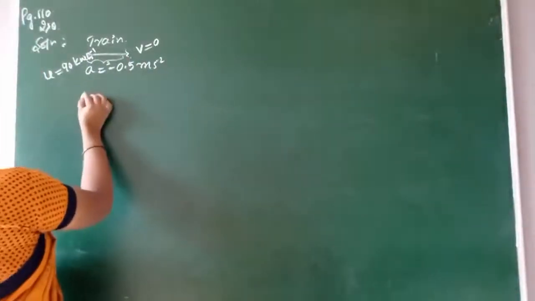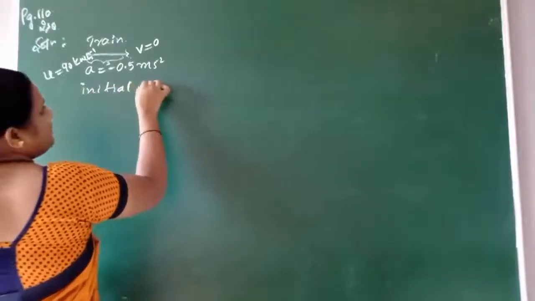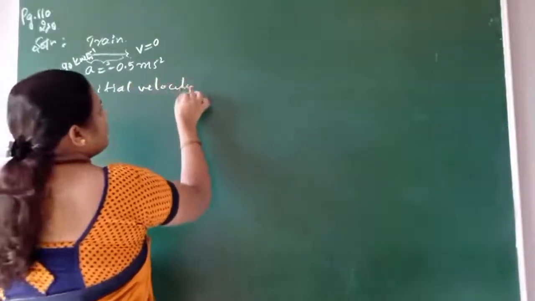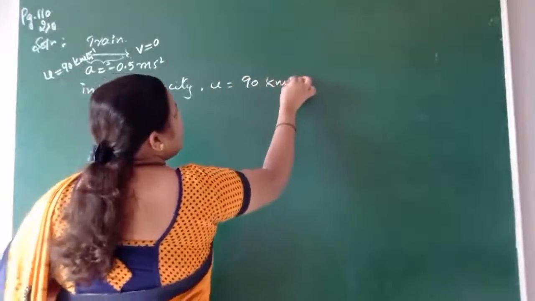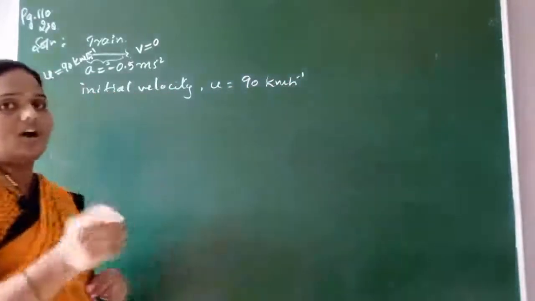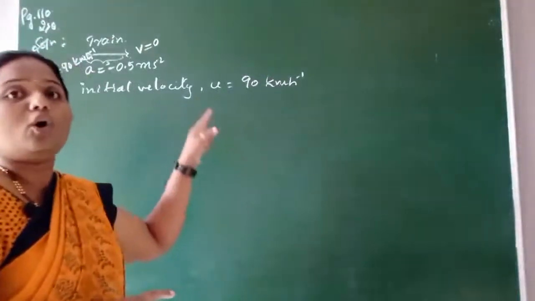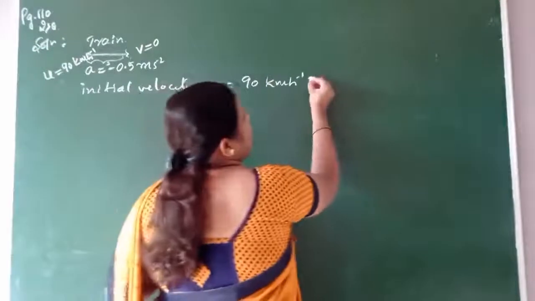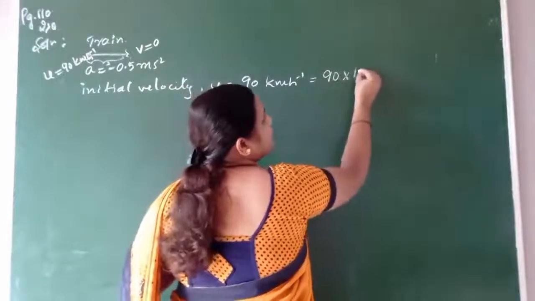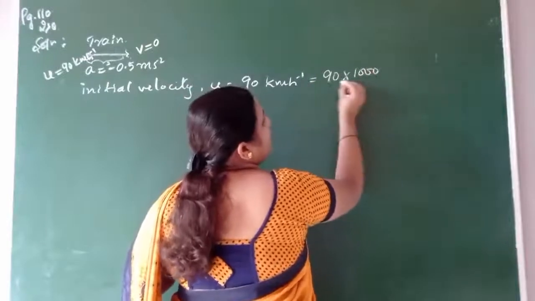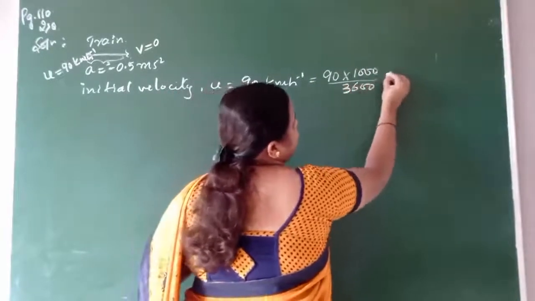Okay, now let us take the initial velocity u is equal to 90 kilometer per hour. So children, I always told you, if it is given in kilometer per hour, convert that into meter per second. So what do we have to do, children? 90 kilometer, nothing but 1000 meters, divided by hours. In 1 hour, there are 3600 seconds.